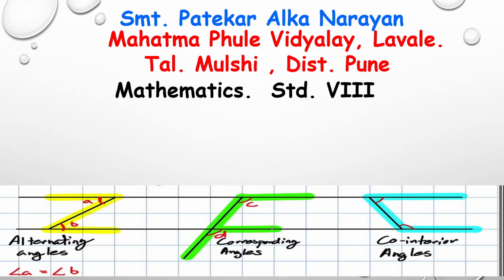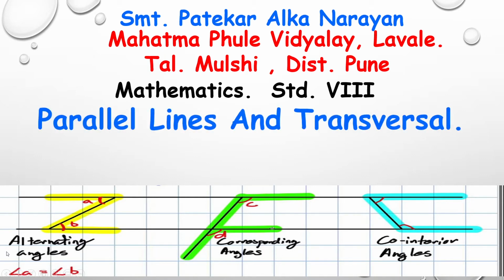Today we are going to continue study of Mathematics Standard 8, Chapter 2, Parallel Lines and Transversal. In previous video, we saw angles made by transversal. There are 8 angles formed at two distinct points of intersection. Today, we are going to learn pairs of angles formed by transversal.